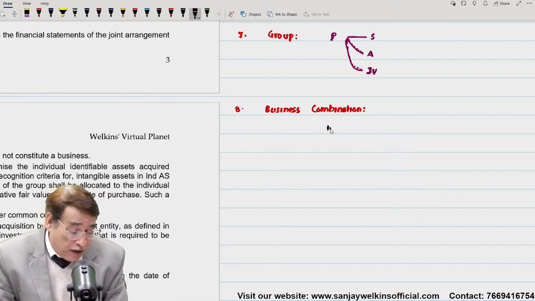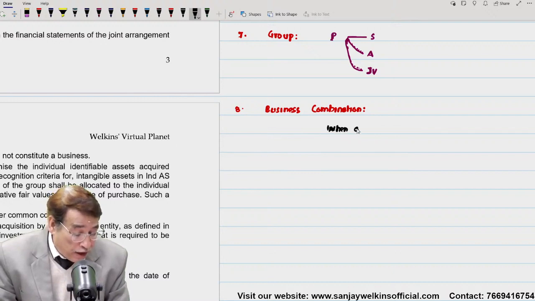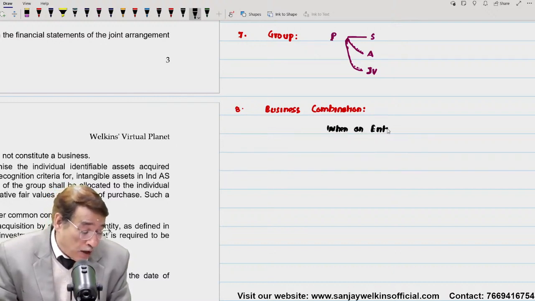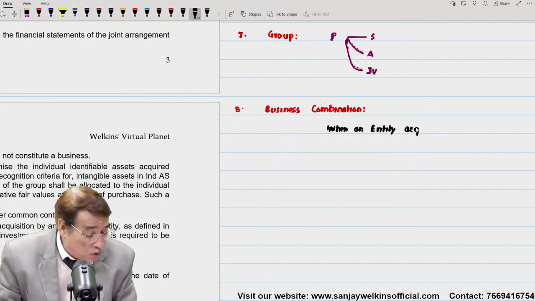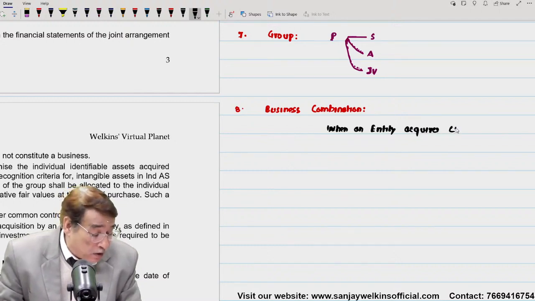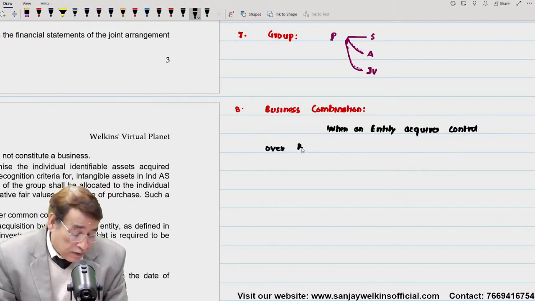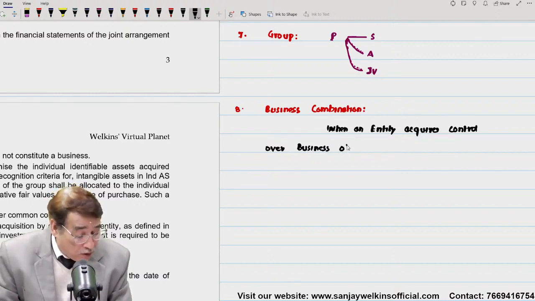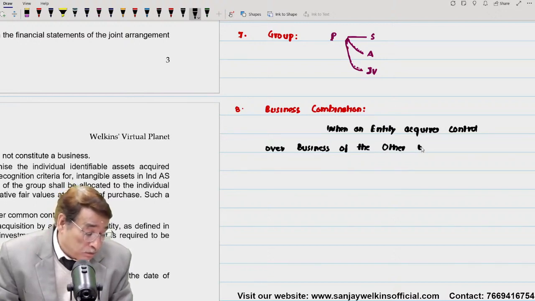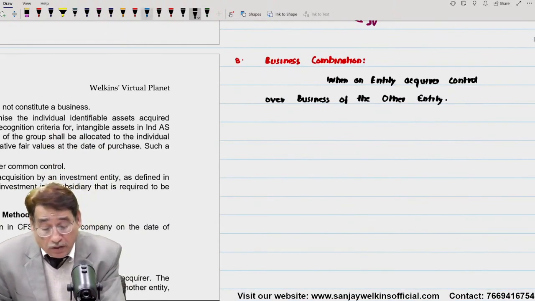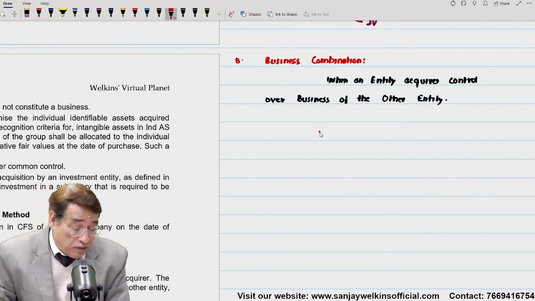So you simply write here: when an entity acquires control over the business of the other entity, then it is known as business combination. Clear? Try to understand this particular point. For example, let us say there is E1. I have a habit of taking E1. You can take any other.